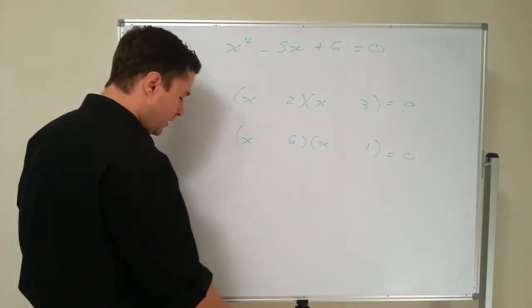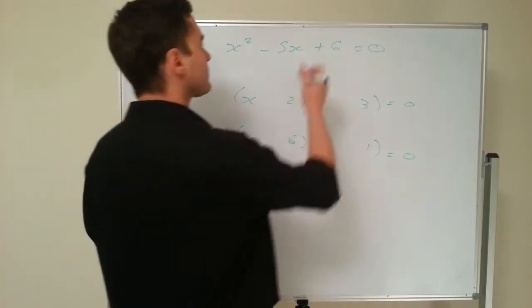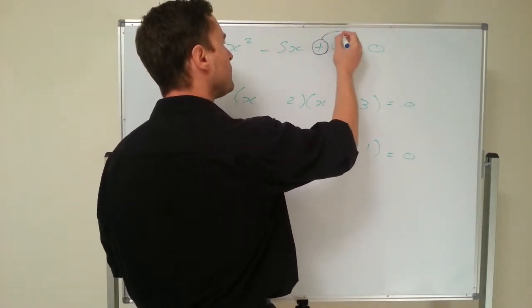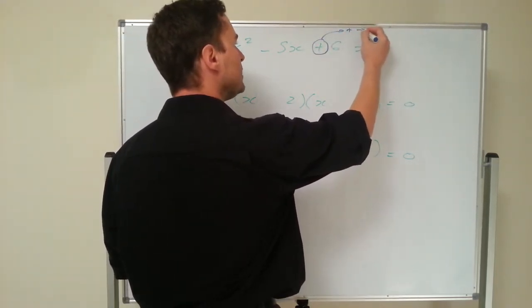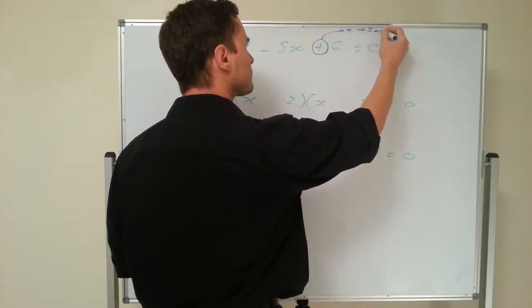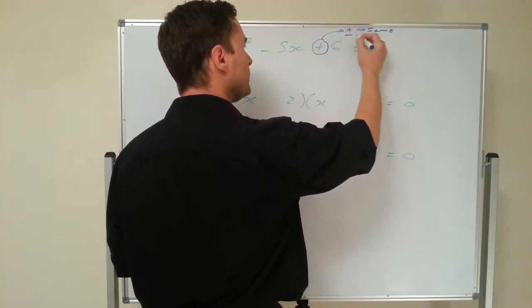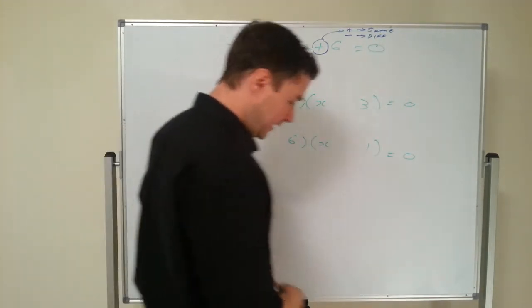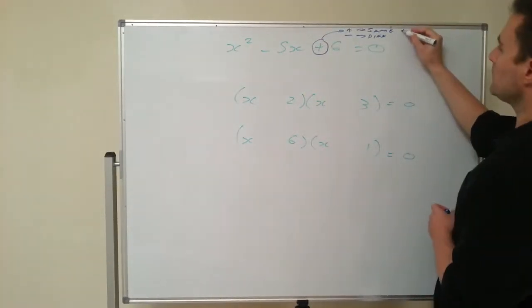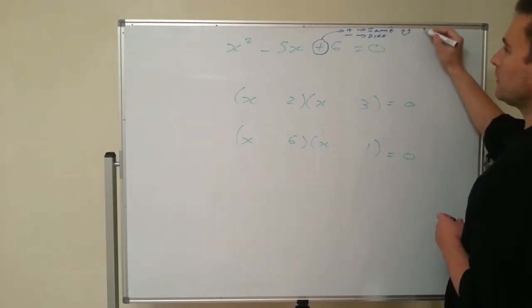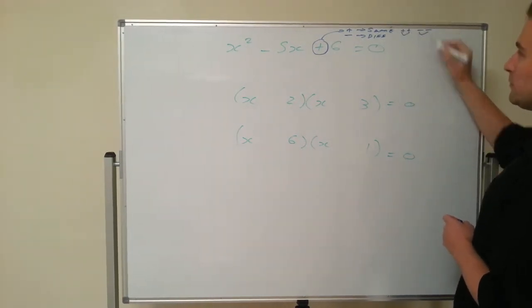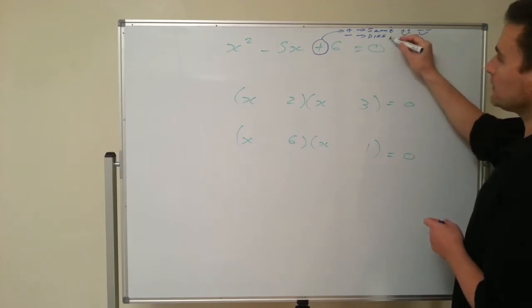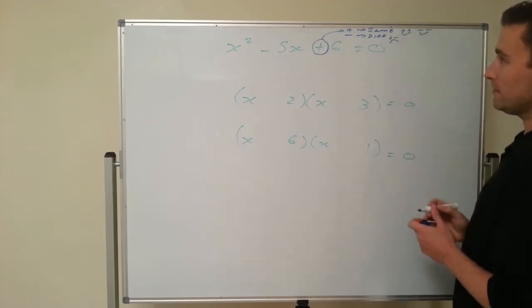Now, here's the thing that helps. This sign, if it's positive, it means the signs are the same. If it's negative, it means the signs are different. The reason for that is this idea. A positive times a positive gives me a positive, or a negative times a negative also gives me a positive. But a positive times a negative will give me a negative.